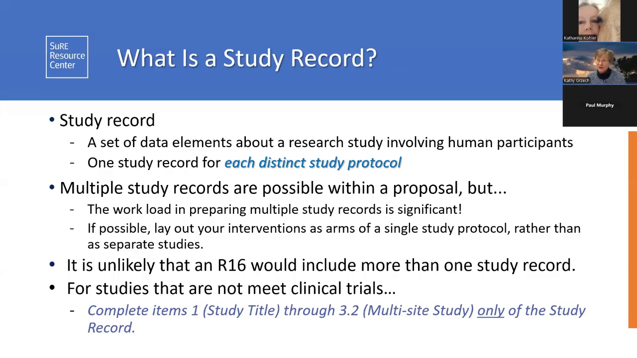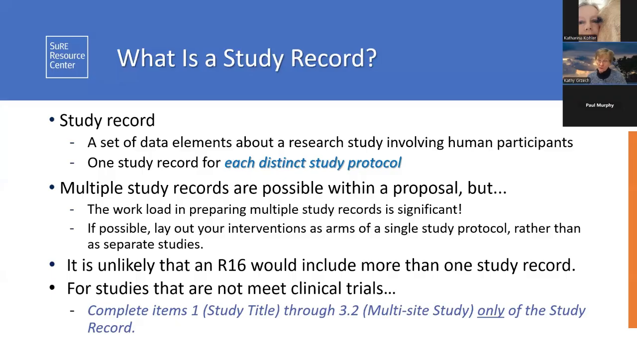But you really want to try to avoid that scenario if you can, because the workload in preparing multiple study records is significant. So if possible, you lay out your interventions as arms of a single study protocol rather than as separate studies. Now, for an R16, which is a fairly constrained grant, with a budget that does not allow for a huge project scope, it's unlikely that you would have more than one study record.